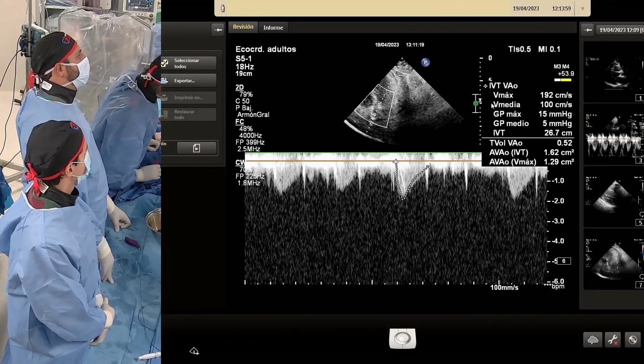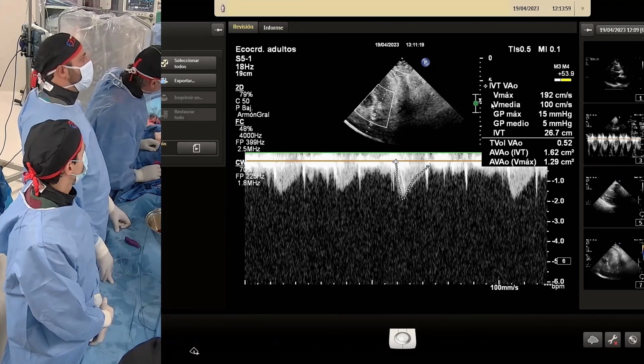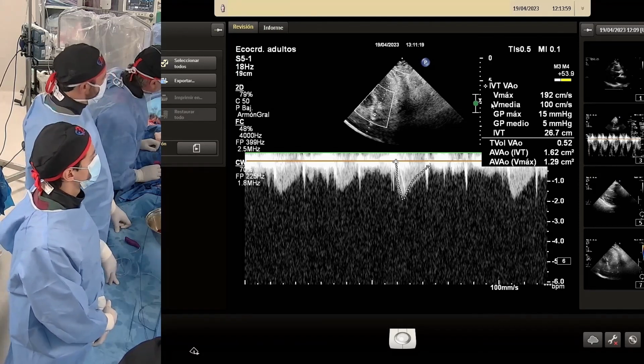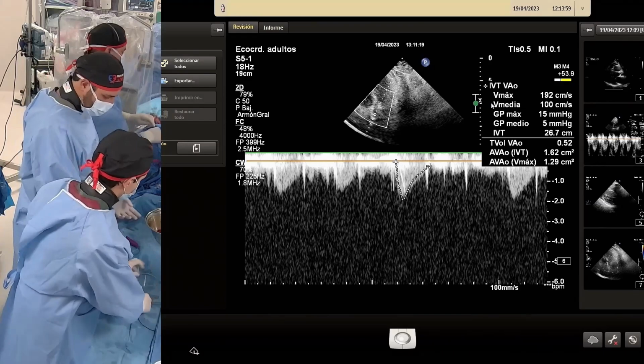Is that okay? Yes. What about pericardial effusion? There is no aortic regurgitation, no leaks. Minimal leak. Okay, so we can put no leaks. No leaks at all.